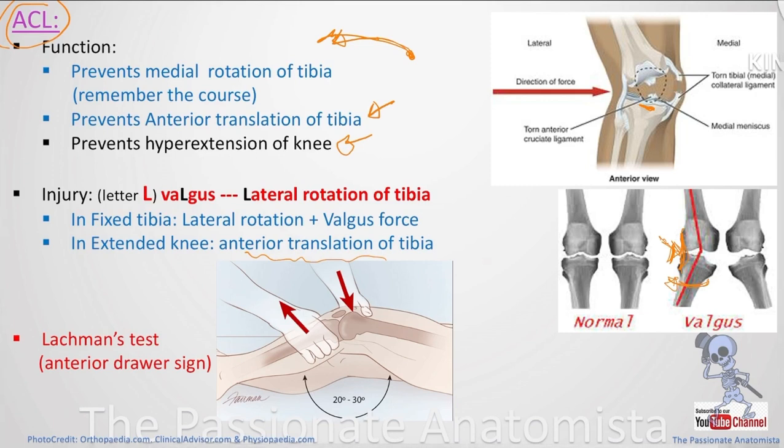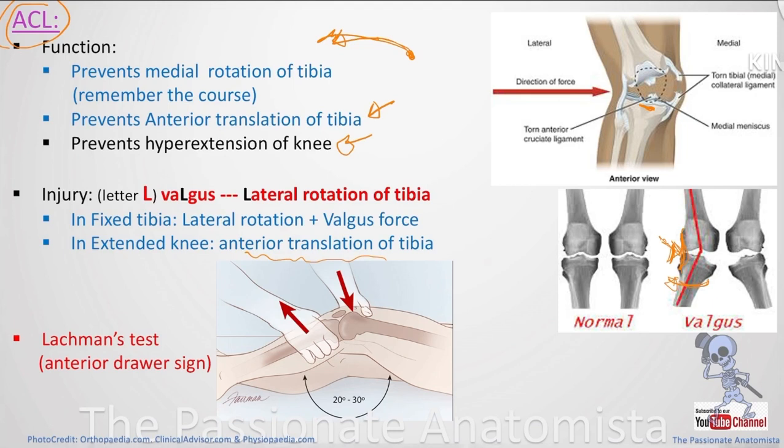If you know the function of the ligament, what it prevents, based on the course and the position of the ligament, you will understand that if you do what that ligament is preventing, you will injure it. And because the ACL prevents anterior translation of tibia, if you forcefully do anterior translation of tibia, you will have ACL injury. Other than that, the other way of injuring the ACL will be exactly like the MCL: valgus force, lateral rotation. This is medial collateral ligament and anterior cruciate ligament.